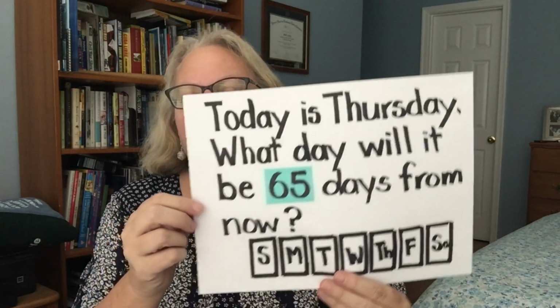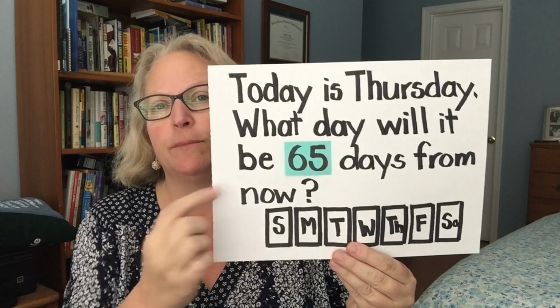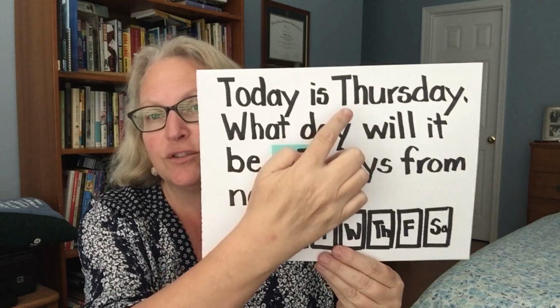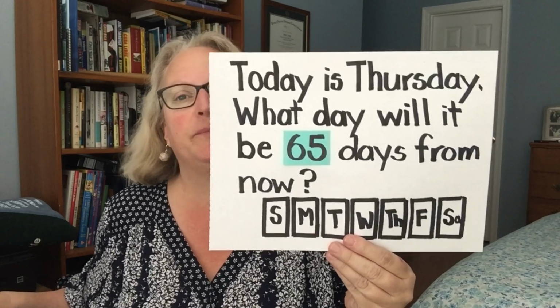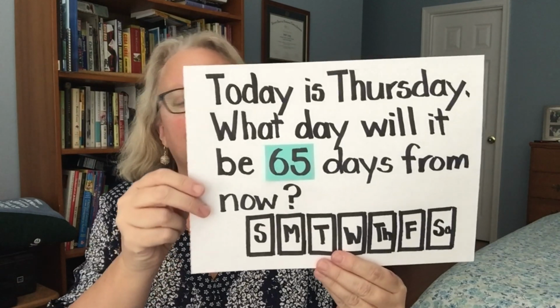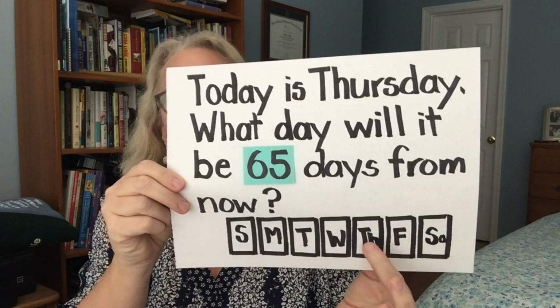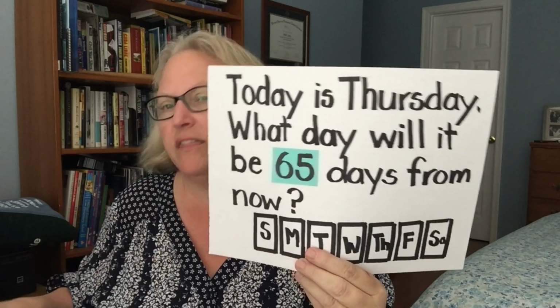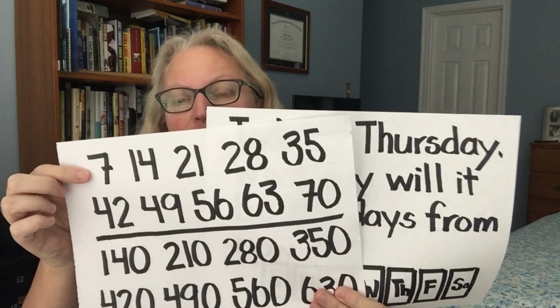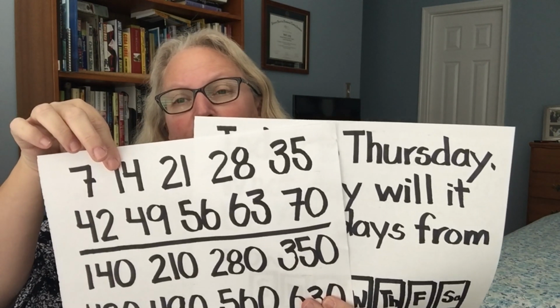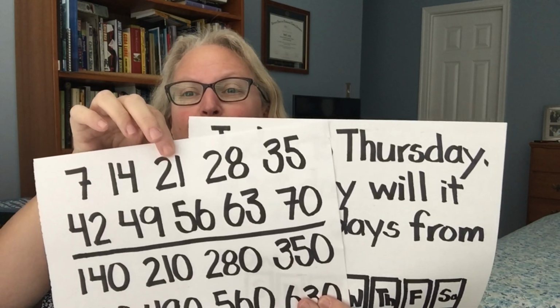All right, now here's the way I use those charts to help me solve a Thursday problem. If we look at the original problem, for example, it says today is Thursday. What day will it be 65 days from now? So because a week has 7 days, if today is Thursday, then I also know that 7 days from now it'll be Thursday, and 14 days from now it'll be Thursday, and 21 days from now it'll be Thursday.